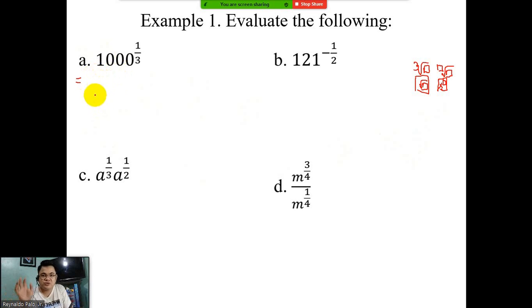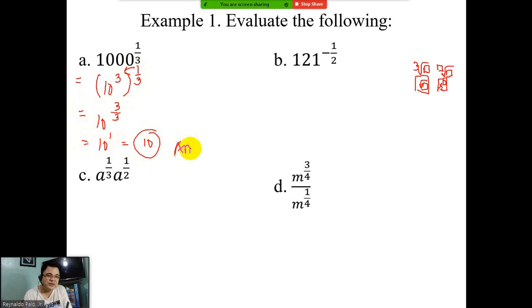Since it is cube root, the exponent is 3. So this one will become 10 raised to the power of 3, or 10 cubed, because 10 times 10 times 10 is 1,000. So we just express 1,000 in terms of cube root, and that's why we are able to get 10 cubed. So 10 cubed raised to the power of 1/3. Then the next thing is we have to apply the power of a power law by multiplying the exponents. 3 times 1 is 3. Bring down 3, the denominator. So 3 divided by 3 is 1. So 10 raised to the power of 1 is simply 10. This is now the final answer.